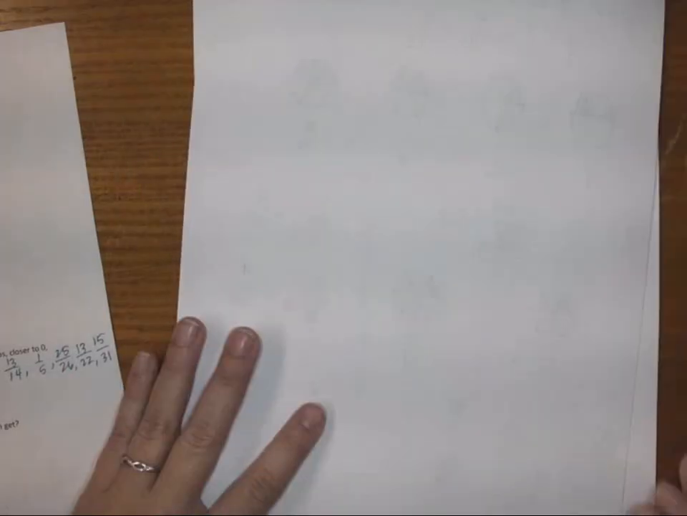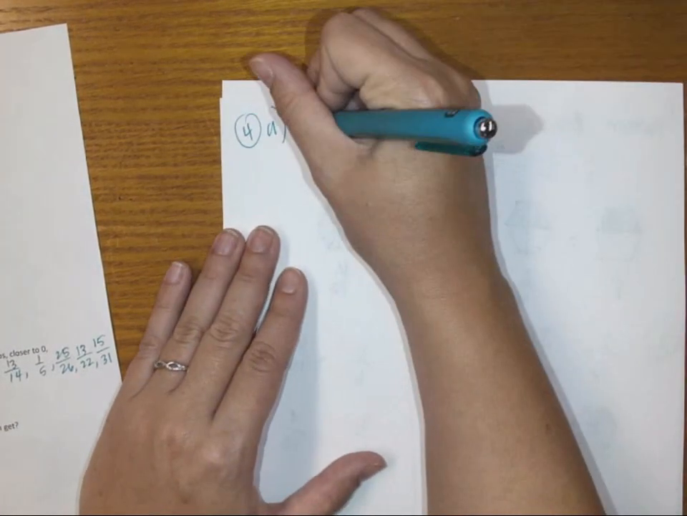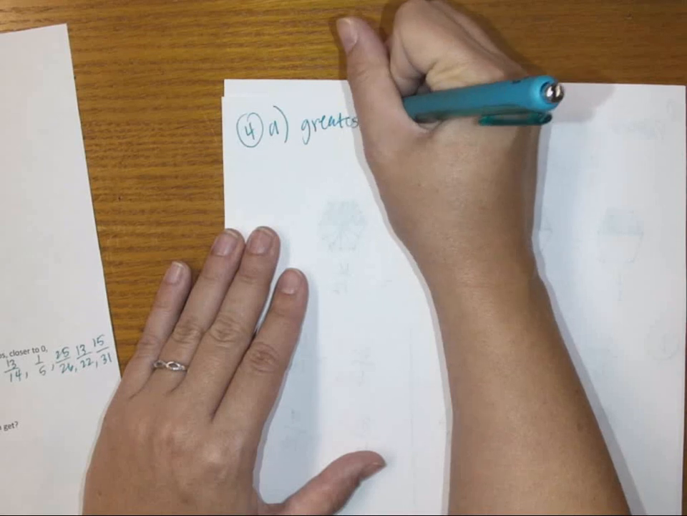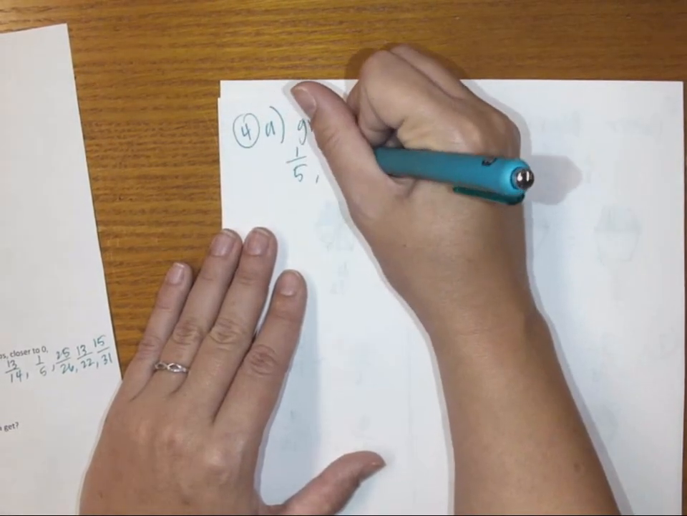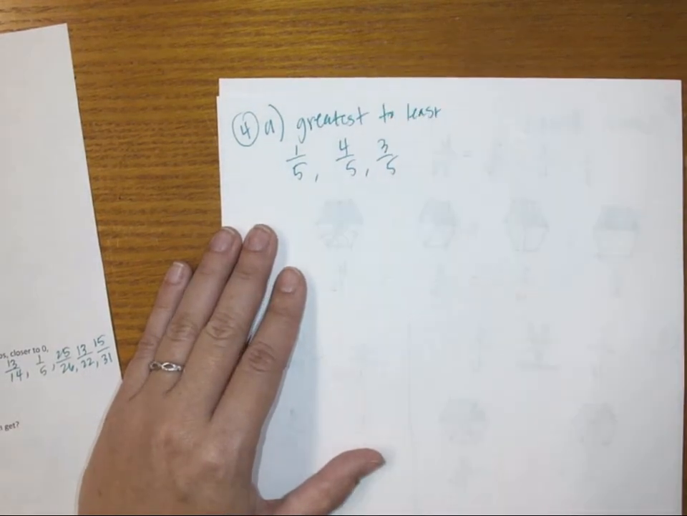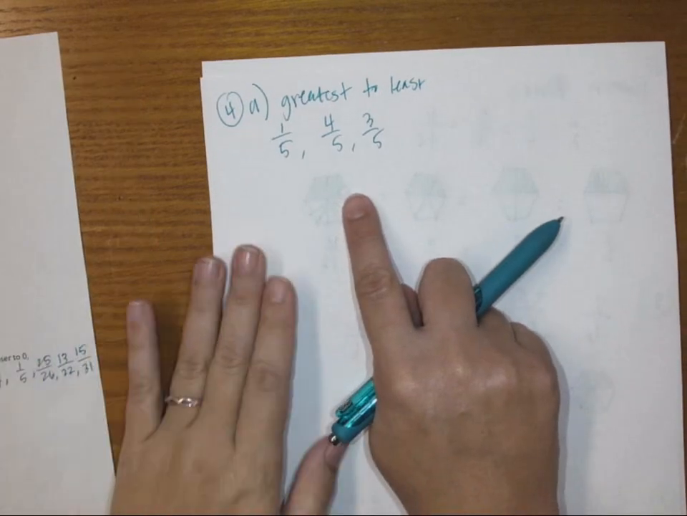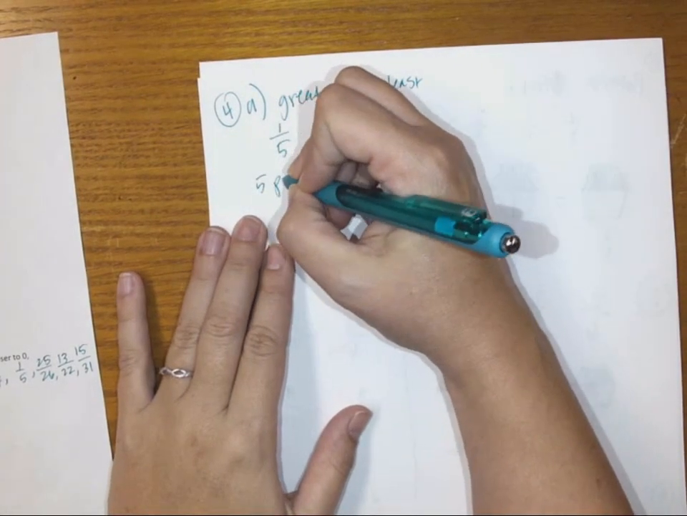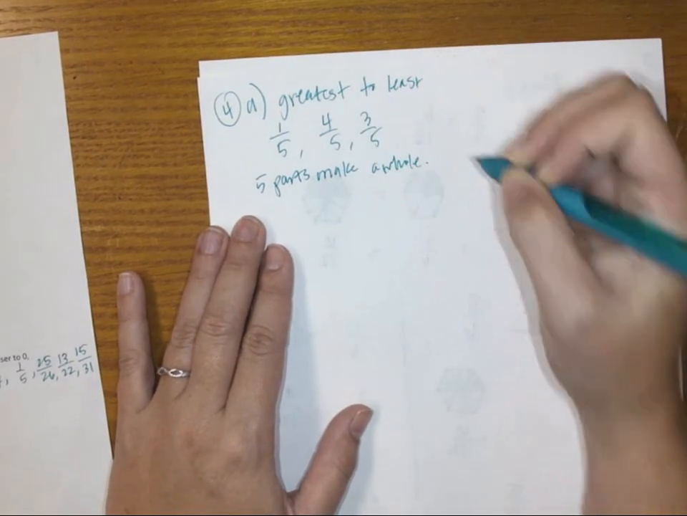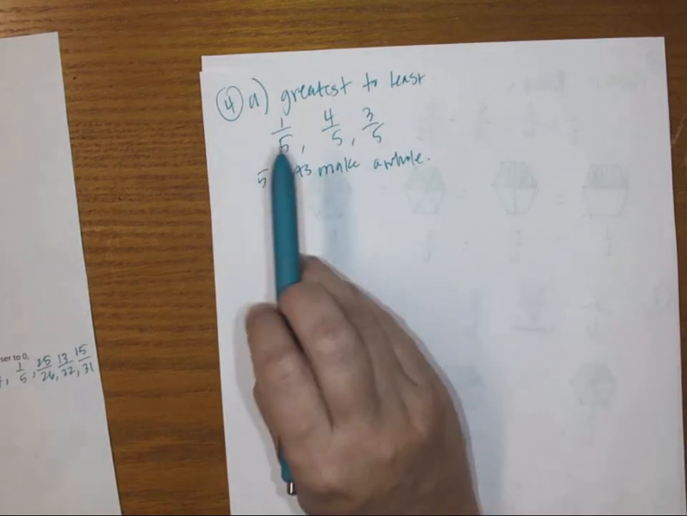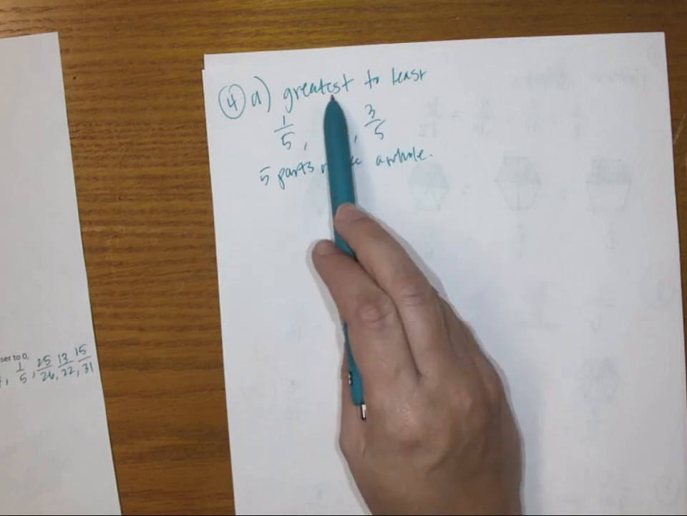So number 4, part A, we want to put these in order from greatest to least. And my fractions I have is 1/5, 4/5, 3/5. Okay, so this is the easiest of the problems because they have a common denominator. So for all of these fractions, 5 parts make a whole. Okay, so if 5 parts make a whole, this one has 1 part shaded, this one has 4 parts shaded, this one has 3 parts shaded. It's pretty obvious which is the greatest one.